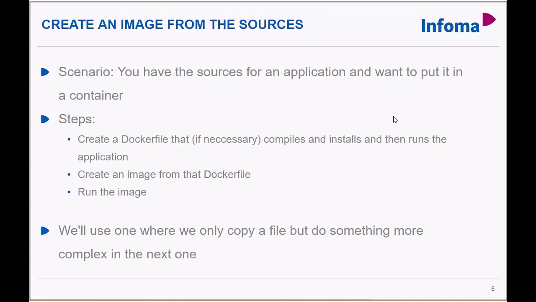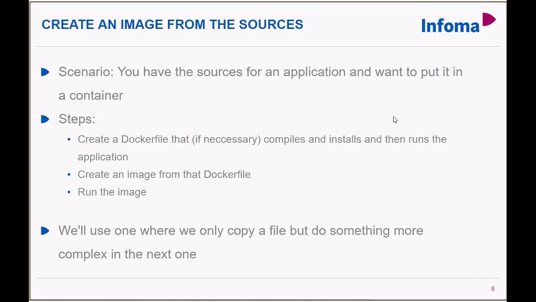Now assume you have the sources for an application, because maybe that application is built inside of your company and you want to put that in a container as well. The steps now would be that you can create a Docker file that maybe compiles the sources if the sources need to be compiled, and then installs and runs the application. Again, we're going to create an image from that Docker file and use it.